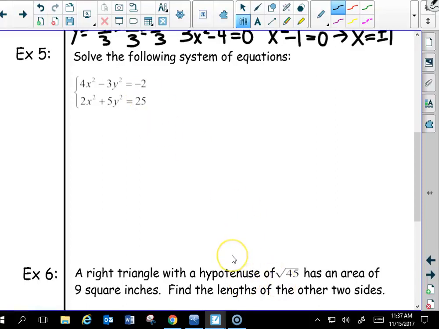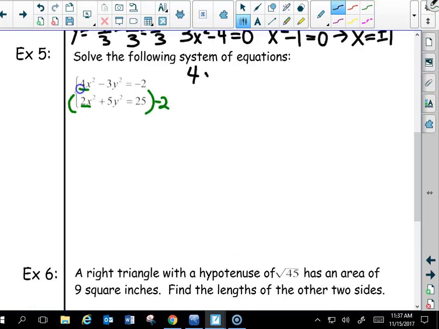Okay, if you're looking at something like this where we have both x squared and y squared in each equation, the best way to tackle this is by elimination. So just think of this as x's and y's, and you would see the elimination. Because we've got a -4 in front of x squared and a +2, I'm going to multiply that second equation by a -2.